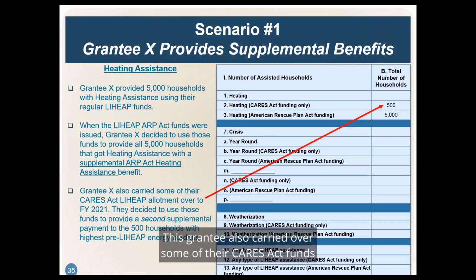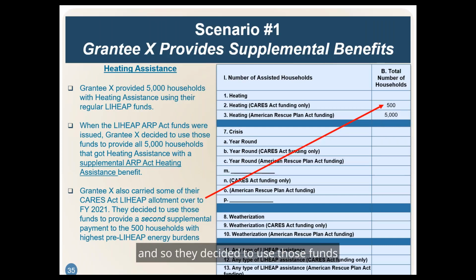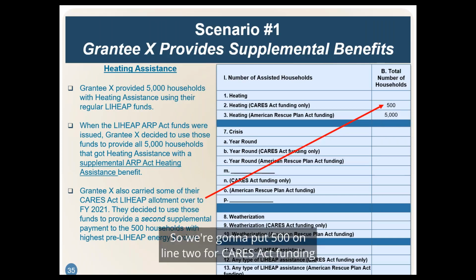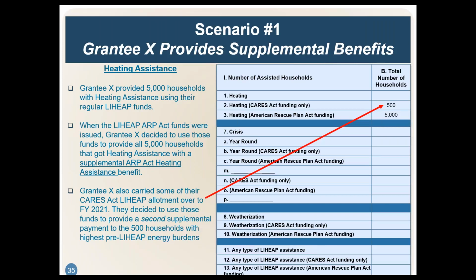This grantee also carried over some of their CARES Act funds from 2021, or had some remaining, that they used to issue benefits. They decided to use those funds to provide a second supplemental payment to 500 households that had the highest LIHEAP energy burdens. So they had remaining CARES funds, and they expended them to give 500 households an extra supplemental payment. So we're going to put 500 on line 2 for CARES Act funding that was used to provide heating assistance.